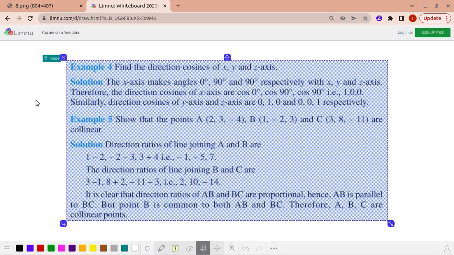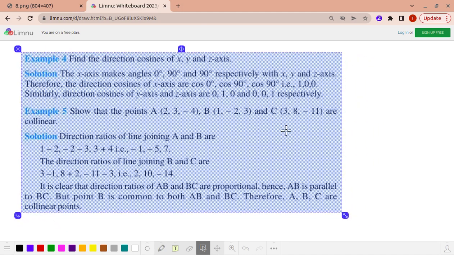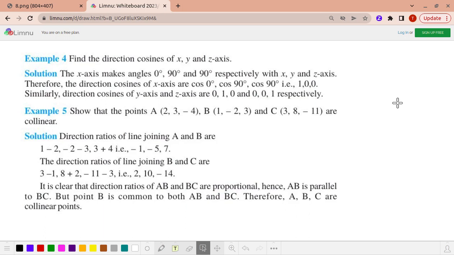So dear students, here we see find the direction cosines of x, y and z axis. First question. We know the x-axis makes an angle 0 degree with the x-axis, 90 degree with the y-axis and 90 degree with the z-axis. So obviously the direction cosines of x-axis will be cos 0, cos 90, cos 90, that is 1, 0, 0. In the similar manner we can find the direction cosines of y-axis as 0, 1, 0 and that of z-axis as 0, 0, 1. Done.